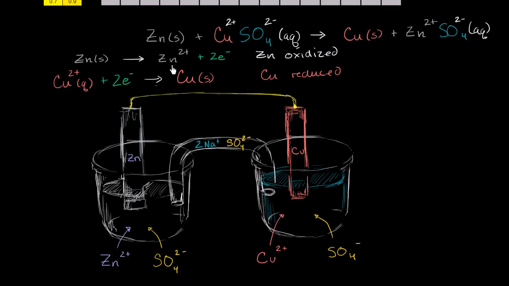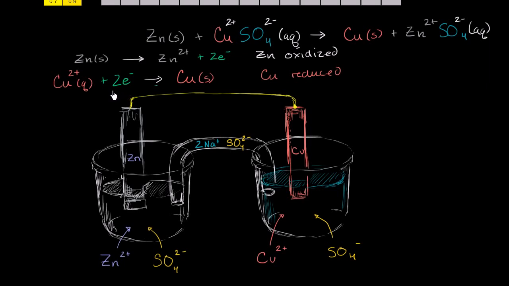Now this by itself is interesting. It's an interesting redox reaction. Something was oxidized, something was reduced. But wouldn't it be interesting if we could somehow separate these 2 half reactions and make these electrons travel over a wire? Now why would that be interesting? Well, electrons traveling over a wire, that's a current. And you can make current do useful things like power a motor or a light or whatever it might be.